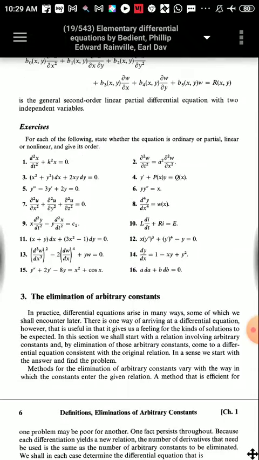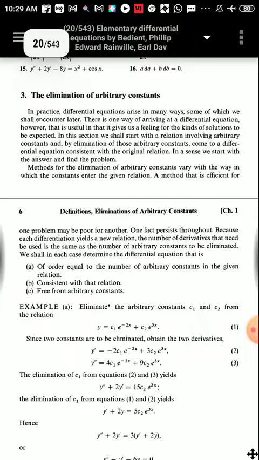In this lecture, we learn about the differential equations of first order and first degree. In the previous lecture, we defined what is meant by a differential equation. After that, we defined the order of a differential equation. Now, in this lecture, we study the elimination of arbitrary constants from the differential equation.